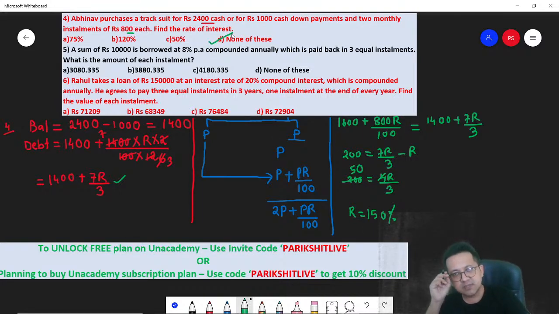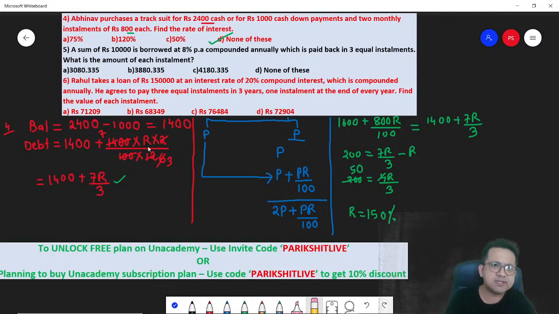Answer is none of these. You got this? Any doubt in this that you all wish to ask? 7R minus this should have been actually. You can do the maths. Any doubt in this that you wish to ask? Clear? Let's go to the next one.